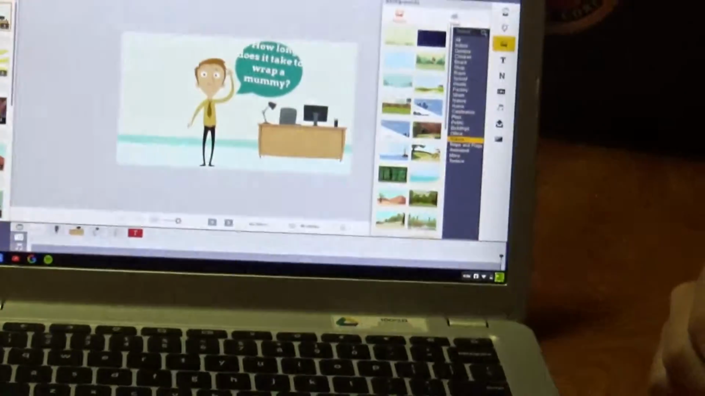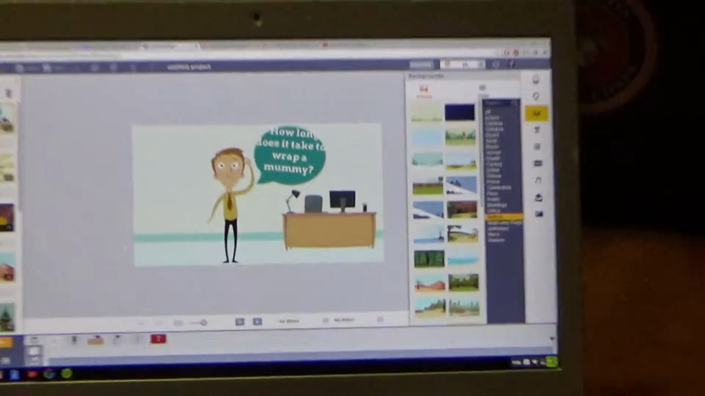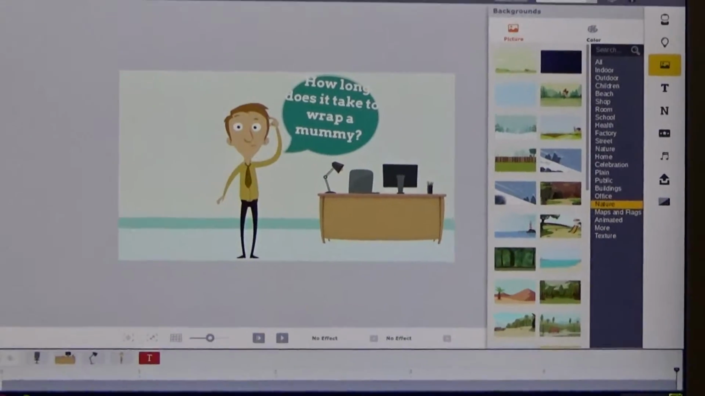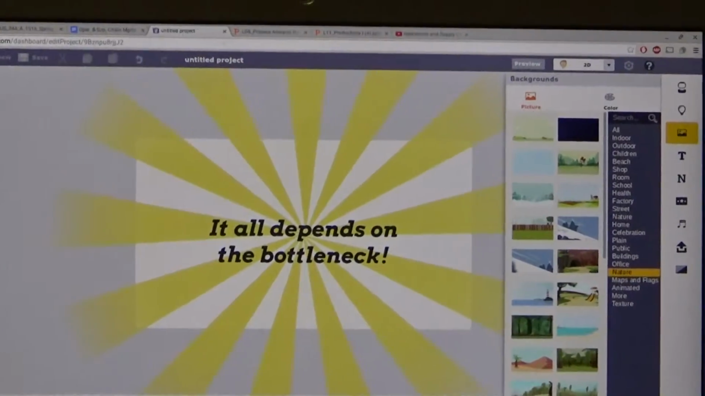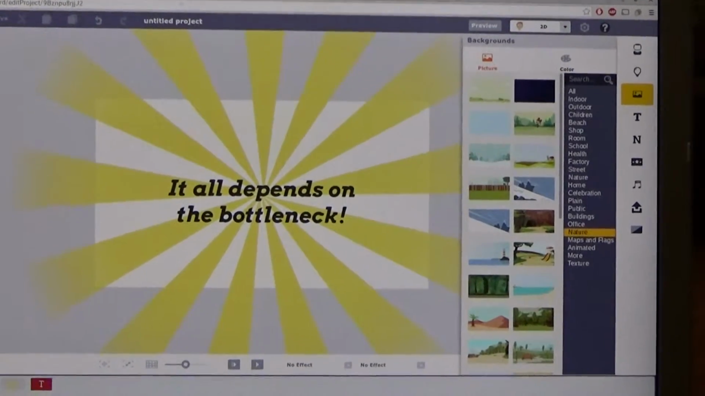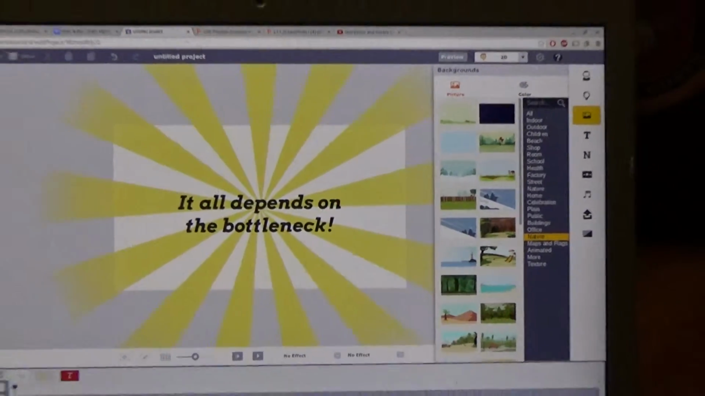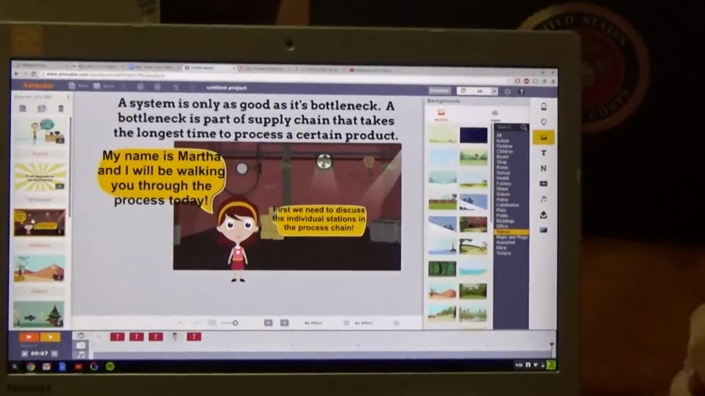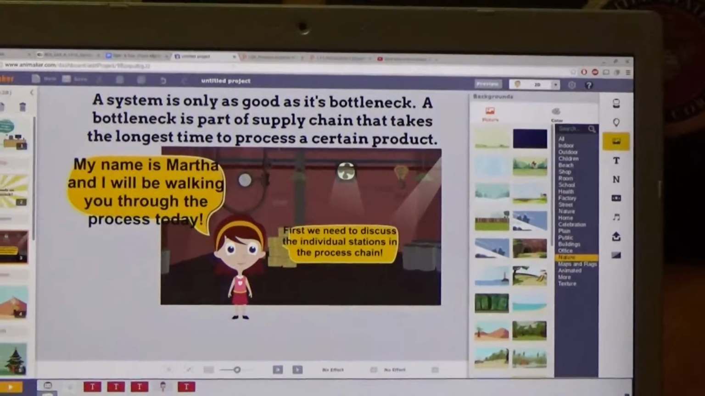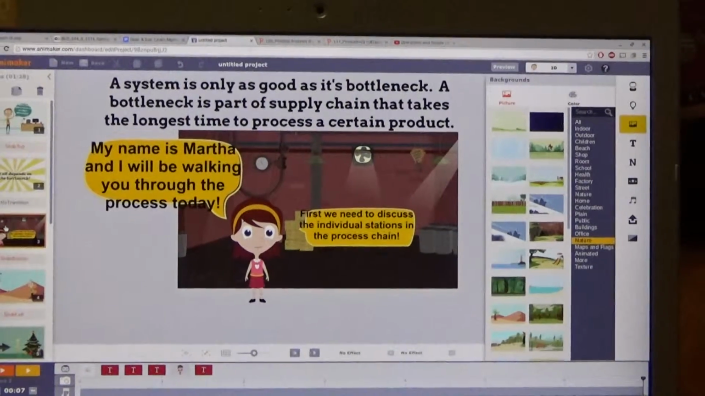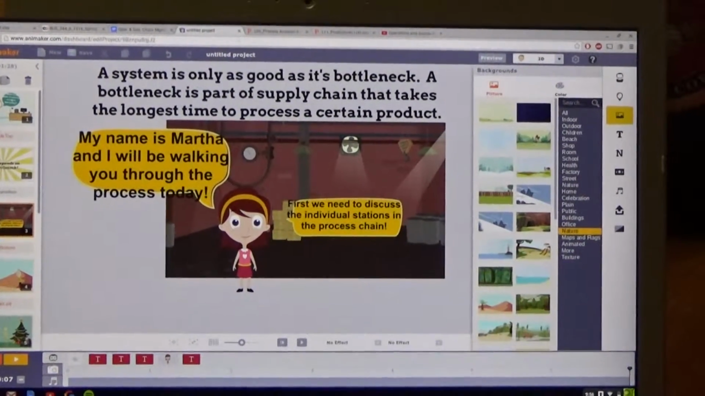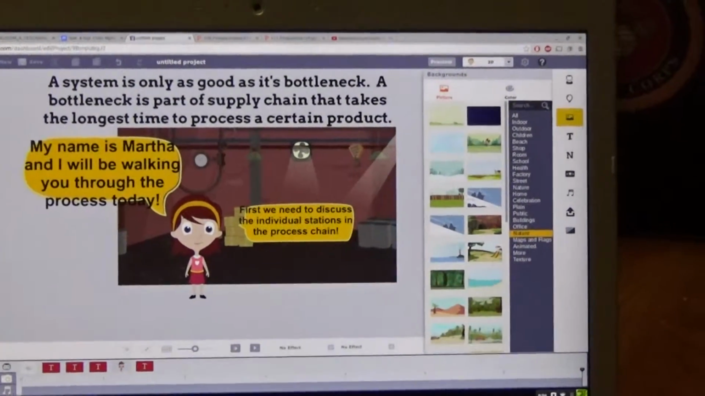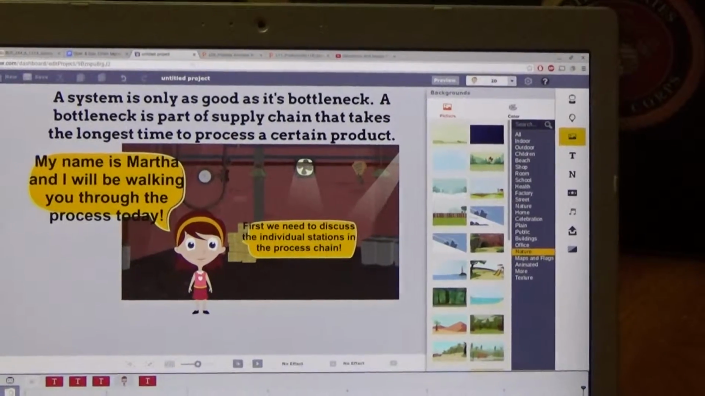So this is Craig, and he asks, how long does it take to wrap a mummy? And there's only one thing you guys say to that. It all depends on the bottleneck. The bottleneck of a system is the part of a supply chain that takes the longest time to process a certain product. It judges the overall capacity of the product, and a system is only as good as its bottleneck.